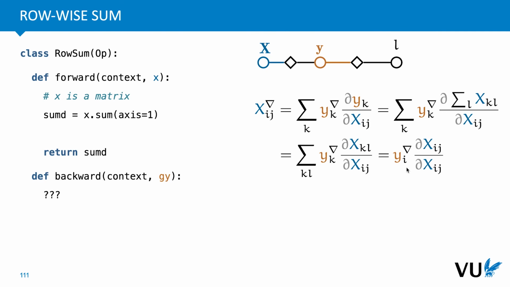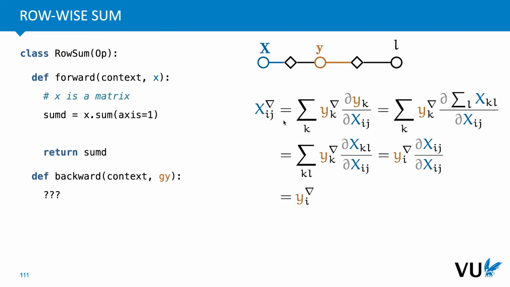Setting those values equal to each other and removing the sum, we get this. We see that this vector becomes 1, and the result is simply the ith element of the gradient vector for our output. What does this mean for our vectorization? We are essentially looking for a matrix where for every element ij, the value is equal to the ith element of the vector, regardless of what j is.